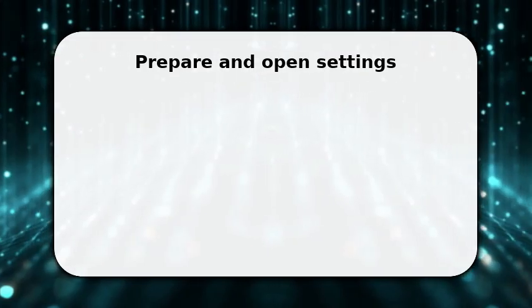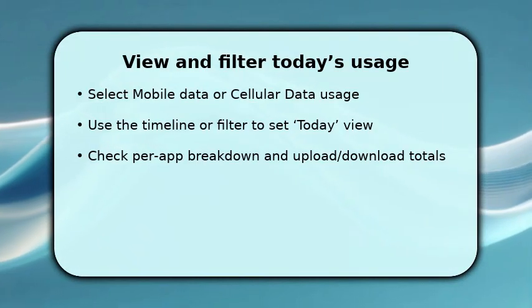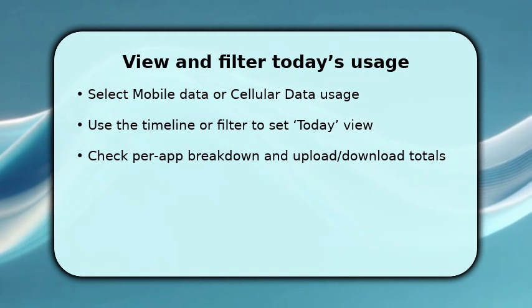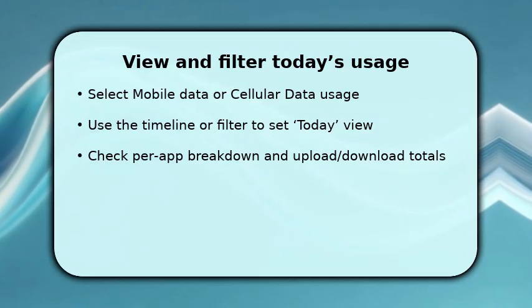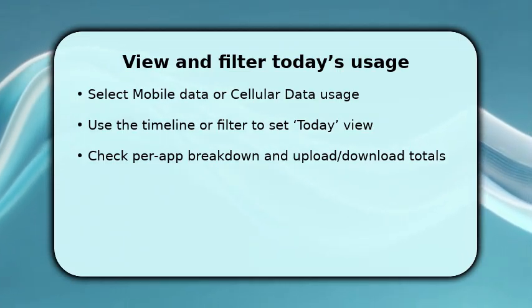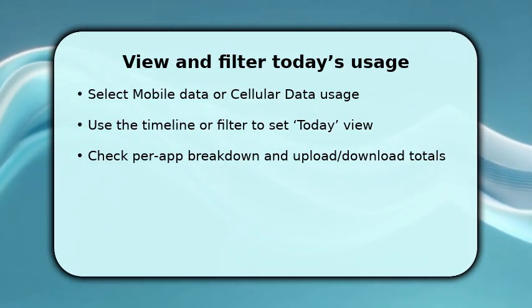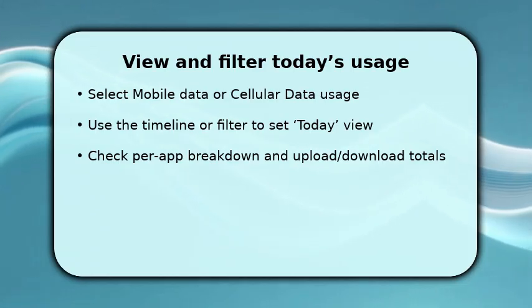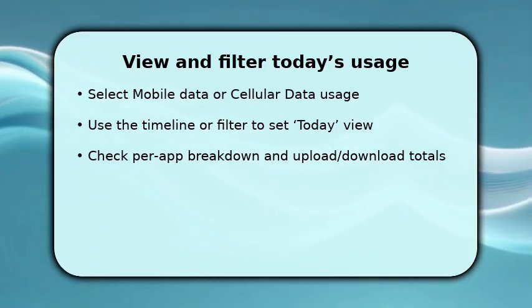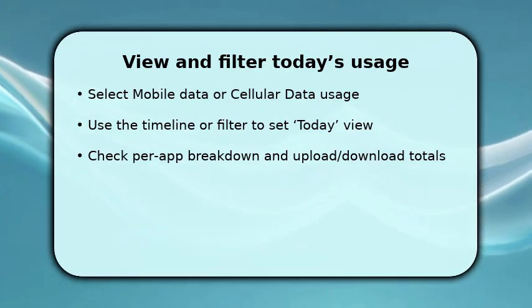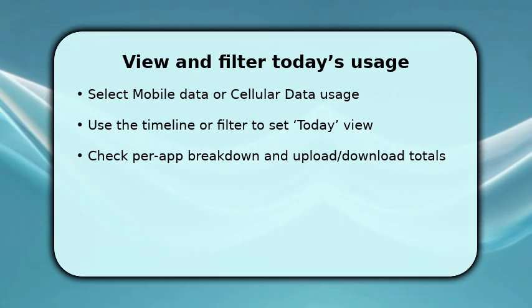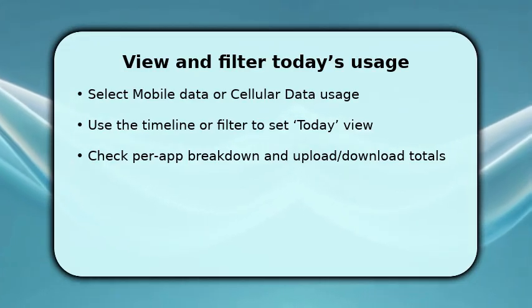Don't skip opening the exact menu. Once in data usage, choose mobile or cellular data to reveal the dashboard. You need to change the view to today, tap the date range, or use the graph handles to isolate today's interval. You'll see total bytes sent and received and a per app list. Scroll to expand details. Make sure to include background data. Some toggles hide that. This step shows precisely which apps use data and how much, so you can act fast.